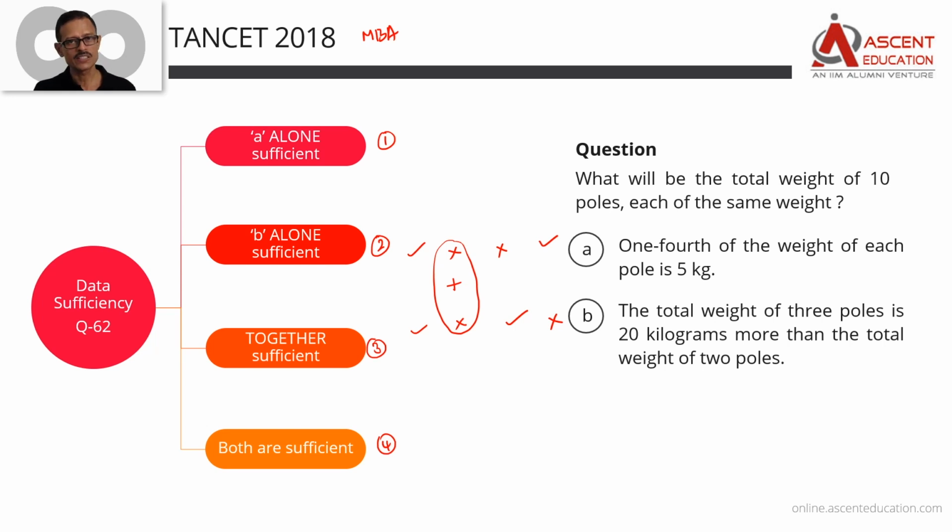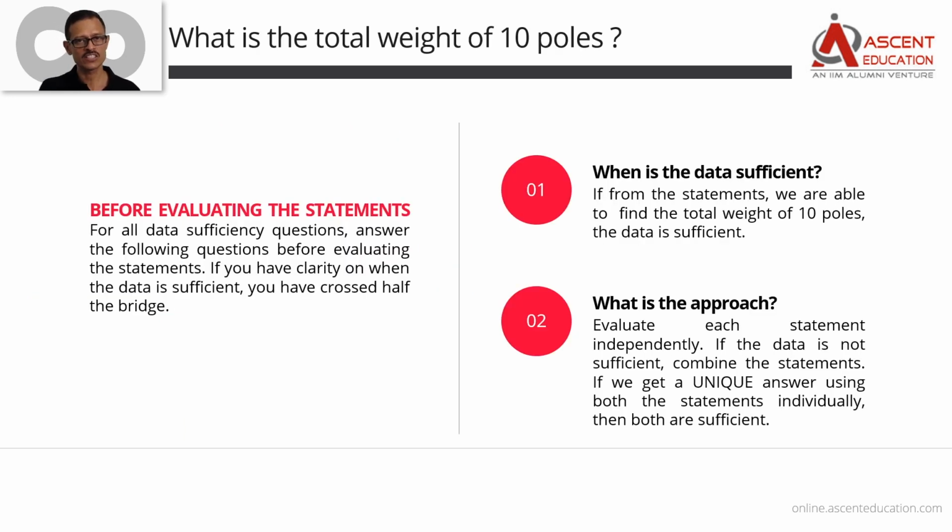Before we go to the statements, have clarity on what the answer to the question should be. இந்த 10 போலோட டோட்டல் வெயிட் கேட்டிருக்காங்க. So we need to come up with an answer which is going to be something like this: இந்த 10 போல் சேர்த்தா டோட்டல் வெயிட் வந்து 400 kgs அப்படின்னு ஏதோ ஒரு unique number followed by a unit of weight இருக்கணும். If you are able to get that using the information in the statements, the data is sufficient.